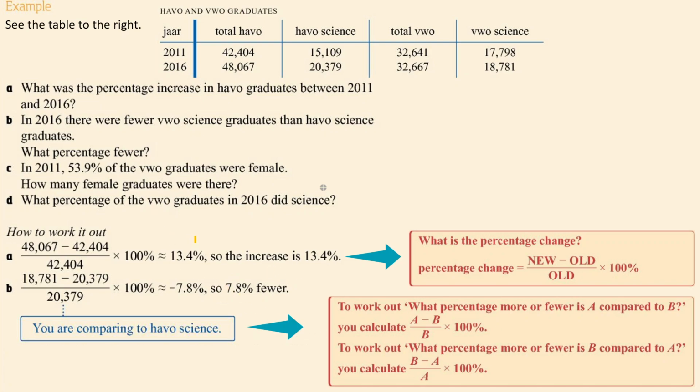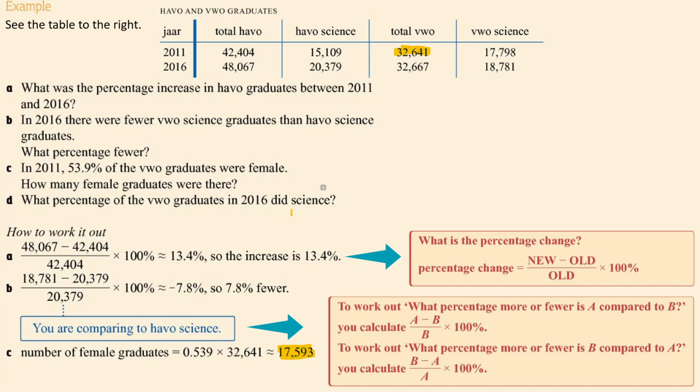But remember, on the test and also in the homework exercises, you can also just get questions that are not about those two formulas. In 2011, 53.9% of the VWO graduates were female. 2011, VWO graduates total. So we're going to take a look at this thing. This is just calculating 53.9% of 32,641. So if you're going to do that, convert this to a decimal number, divide it by 100, and you get 0.539 times the amount. It gives you a new amount. Round to whole numbers here because you can only have whole students, I guess.